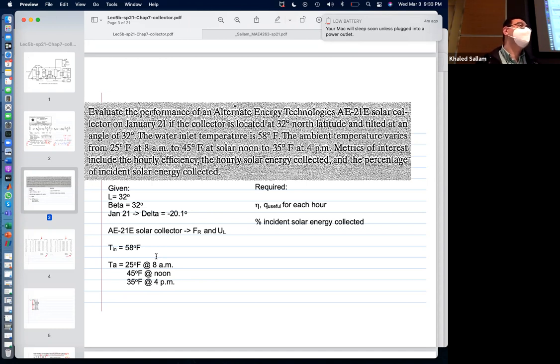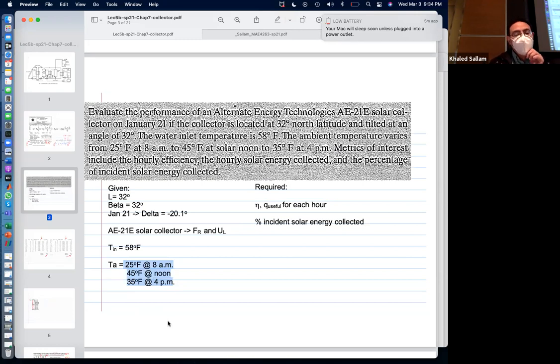So the ground has its own temperature, right? And the deeper the pipe, the warmer it will be. So you will have to figure out the right temperature for the inlet water coming to your house for that project on March 1st in Tulsa, Oklahoma. Here he said that water is coming at 58 degrees Fahrenheit. And then this is the temperature during the day, 25 at 8 a.m., noon, and 4 p.m.